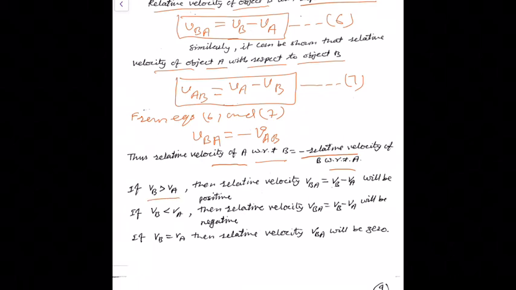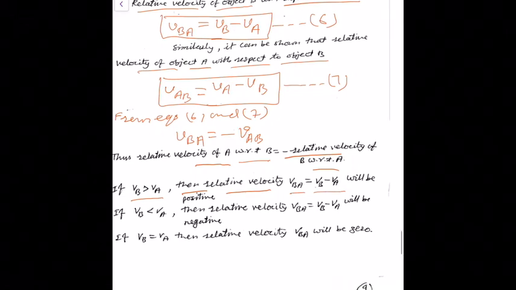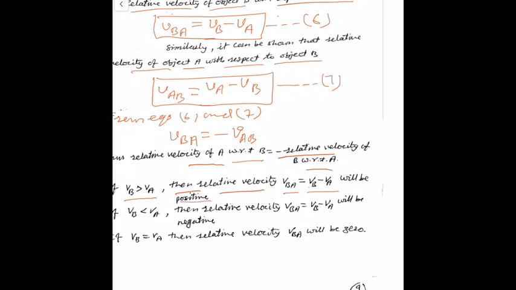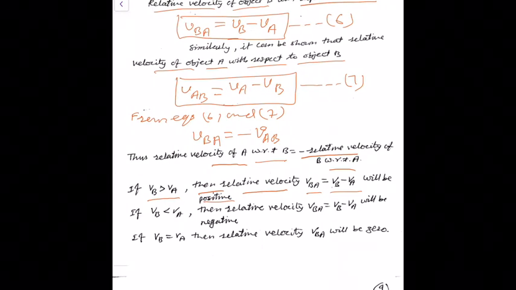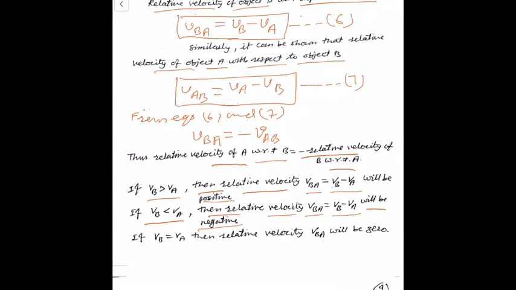If VB is greater than VA, then the relative velocity VBA is equal to VB minus VA will be positive. If VB is less than VA, then the relative velocity VBA is equal to VB minus VA will be negative. If VB is equal to VA, then the relative velocity VBA will be 0.